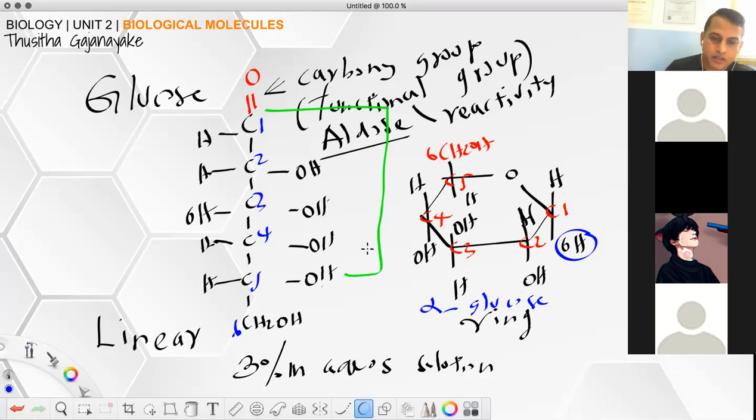So aldose is when the carbonyl group is in the first carbon. Carbonyl group at the first carbon, we call it aldose. If it is located somewhere in the middle, we call it ketose. Ketose sugar and aldose sugar. So glucose is an aldose sugar. If the carbonyl group is located, let's say, at carbon number 3, then it's in the middle, and we call it a ketose sugar.